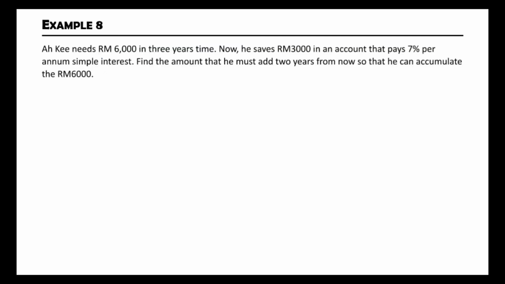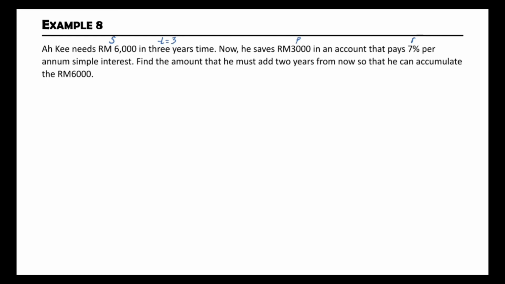The last example. Aki needs 6,000 in 3 years' time. Now he saved 3,000 in an account that pays 7% per annum, simple interest. Find the amount that he must add 2 years from now so that he can accumulate the 6,000. So he needs 6,000 in 3 years time, means the total amount he needs is 6,000, and 3 years time means T equal to 3. Now he saved 3,000 in the account. This is the principal. At 7% per annum, this is R.